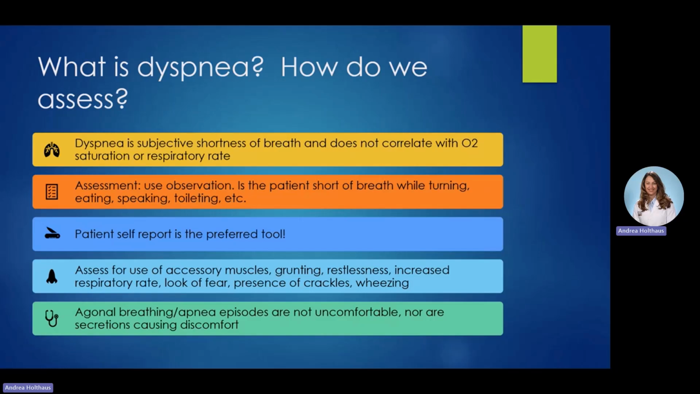Are they short of breath when they turn or eat or speak? Are they short of breath when they're toileting? Are they using accessory muscles, using those abdominal muscles to breathe? Are they grunting or have an increased respiratory rate? Do they look restless or have a look of fear? Are there crackles or wheezing? Patient self-report is a preferred tool, but you'll use your assessment if they are not able to verbalize.